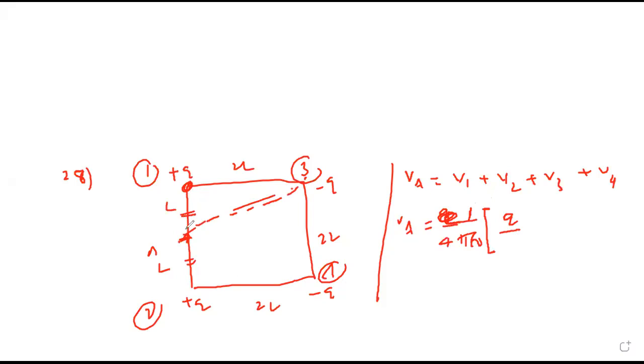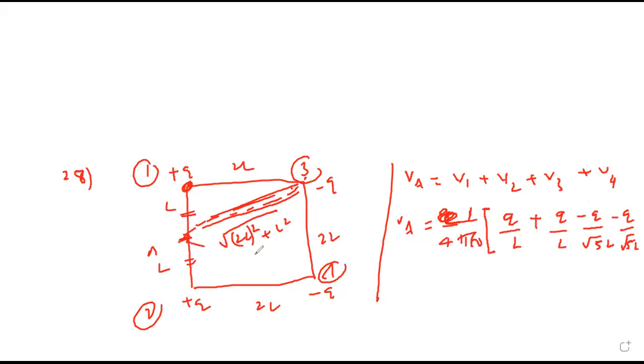This is L, not 2L. First one clear? Potential is 1 upon 4 pi epsilon, Q by L. Second charge also 1 upon 4 pi epsilon, Q by L. But the third charge's distance is not Q by L. Ye distance hai na, Pythagoras dena padega. So what will this be? Root of 2L square plus L square, which is nothing but root 5 L square. That is root 5 L. Minus Q upon root 5 L. Dusra wala bhi minus Q upon root 5 L.